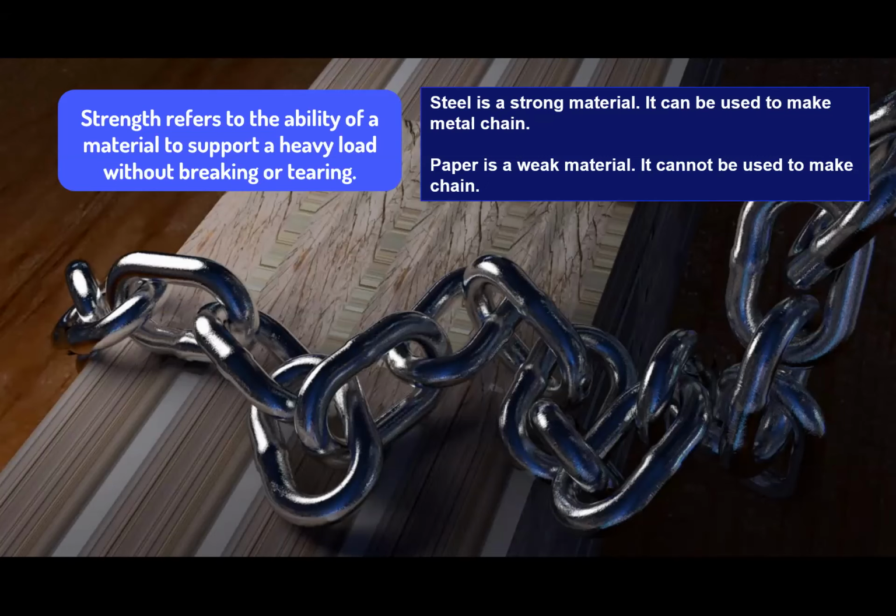So steel is a strong material which can be used to make a metal chain. I'm sure you don't want to use paper to make a chain, right? Imagine your chain suddenly just breaks, or water just destroys it, or your goods fall down. So strength is one of the properties that you must consider when choosing what material to actually use.